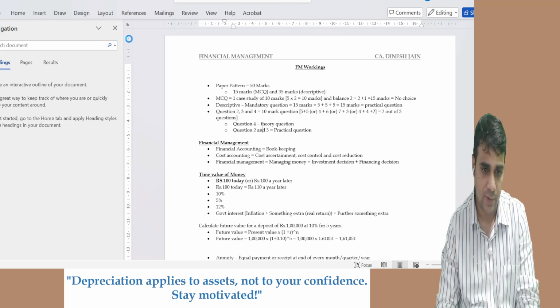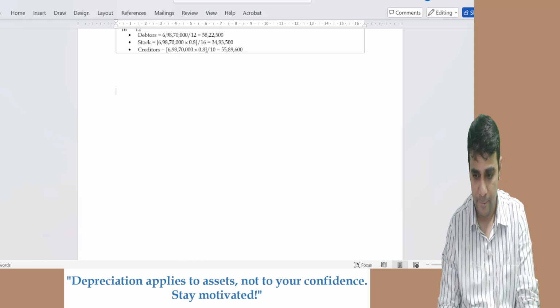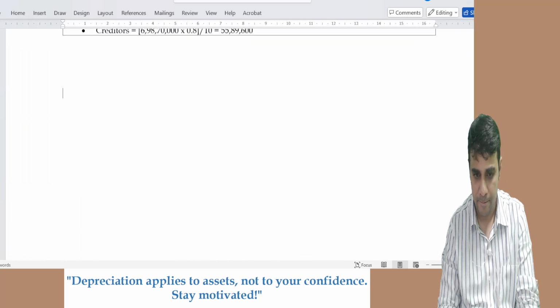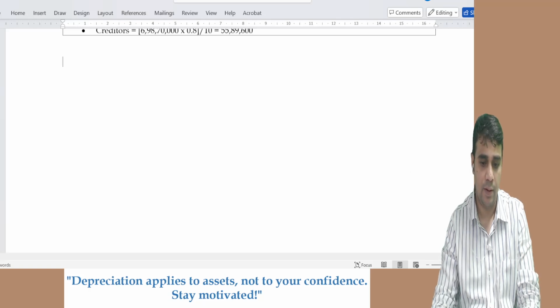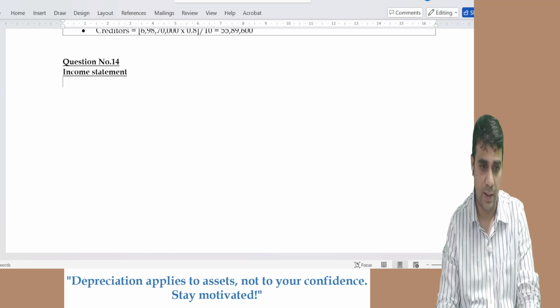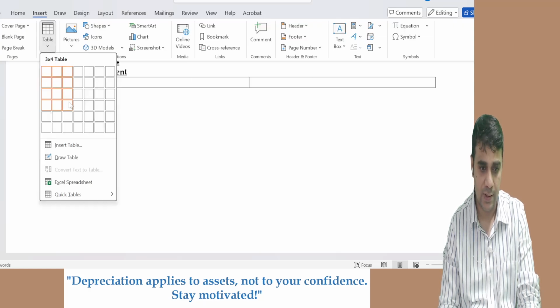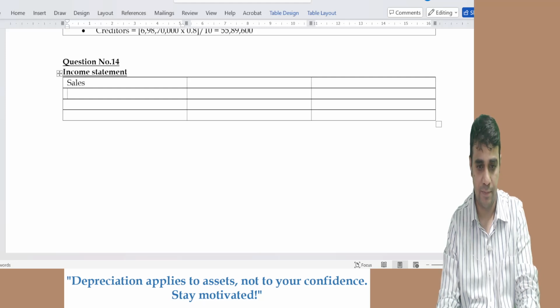Let's start with the income statement, guys. Write the income statement. Write your usual format. Once we do it, we'll get those missing data. Starting from sales, EPS.